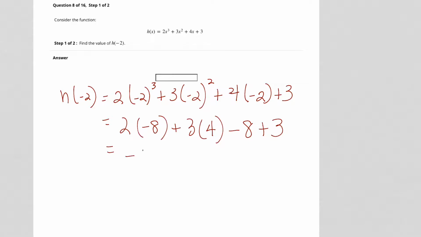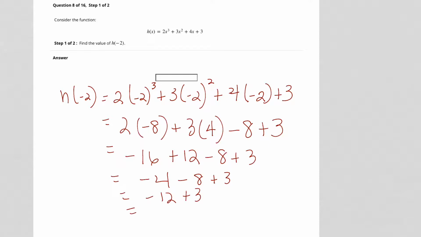2 times -8 is -16. 3 times 4 is 12. So I have -16 plus 12 minus 8 plus 3. -16 plus 12 is -4. Minus 8 plus 3. -4 minus 8 is -12 plus 3. Negative 12 plus 3 is negative 9. H of negative 2 is equal negative 9.